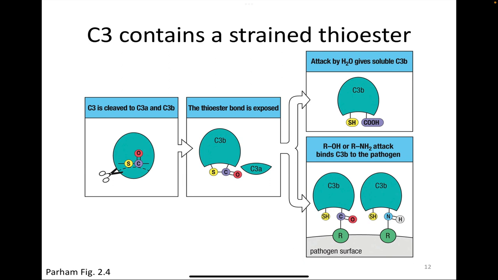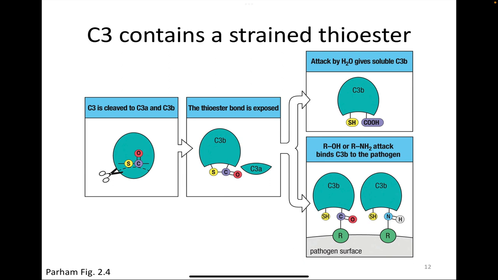about that ever again. But it's also possible that the first molecule that C3 could come in contact with has either an ROH, an R group with an OH, or an R group with an NH2 on it. If that happens, then the C3B reacts with that ROH or RNH2 and gets bound to that surface. So let's think about this. I said this could happen if the C3 molecule encounters ROH or RNH2.